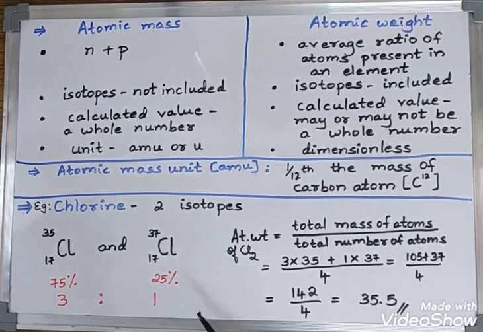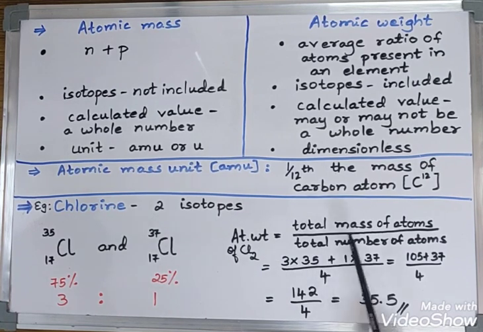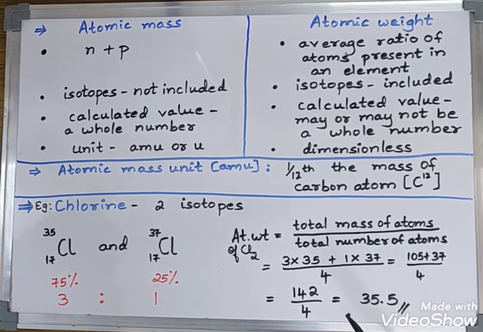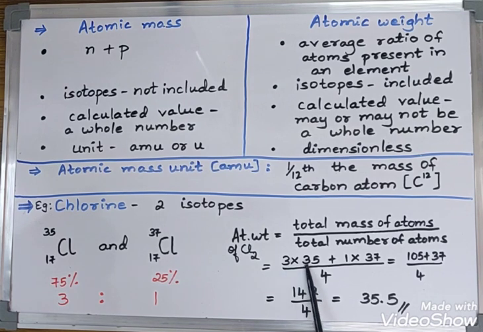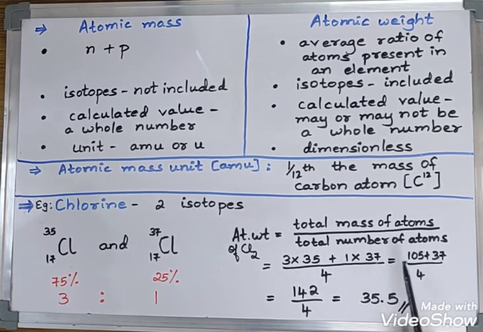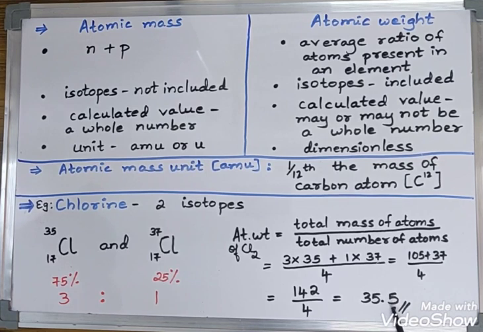Now when we take the average of these two isotopes, atomic weight of chlorine is nothing but the total mass of atoms of chlorine to the total number of atoms of chlorine. Now we have 3 atoms of chlorine 35 and 1 atom of chlorine 37, and the total number 3 plus 1 is 4. So we have 35 times 3 is 105 plus 37 times 1 is 37, divided by 4, that is equal to 142 by 4, that is nothing but 35.5.